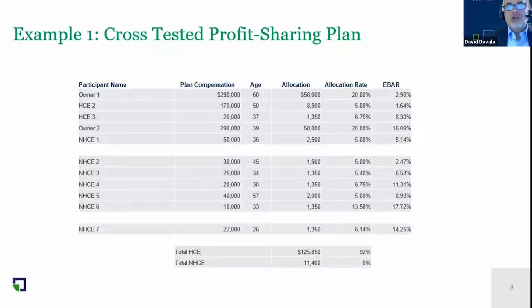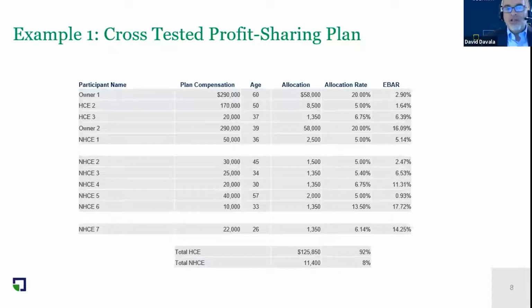Then the projected amount is converted to an annuity by dividing by the same age 65 annuity factor. So the annuity factor for owner one is the same for NHCE 6. And then once we get those annuities, they're divided by the current compensation. The larger increase factor because of age results in NHCE 6 having a larger EBAR than owner one, even though the allocation rate was lower. So age is an important factor when we're doing cross-testing.